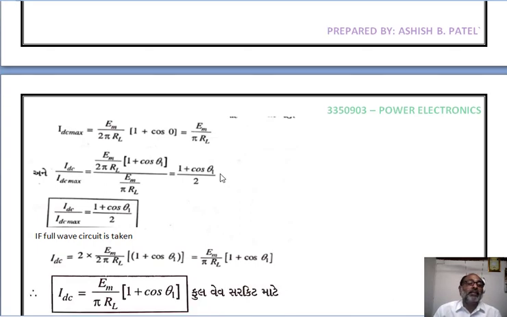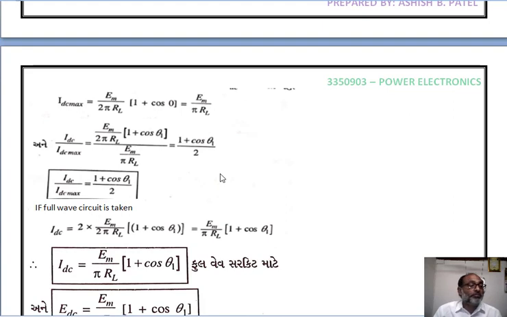Now we can take the ratio of IDC and IDC maximum. So just put the values of IDC and IDC max into this equation. It becomes (1 plus cos θ1) divided by 2. So IDC by IDC maximum, we can find the ratio between IDC and IDC max.